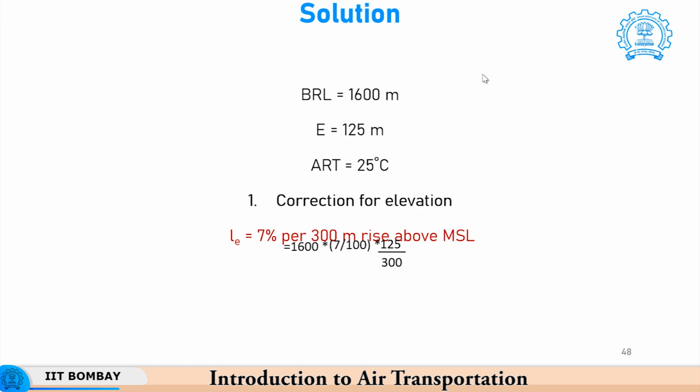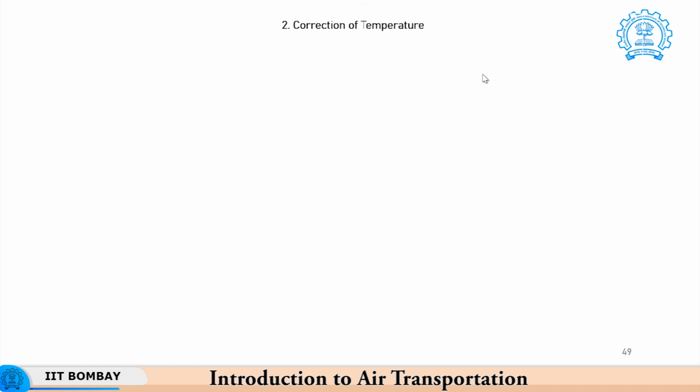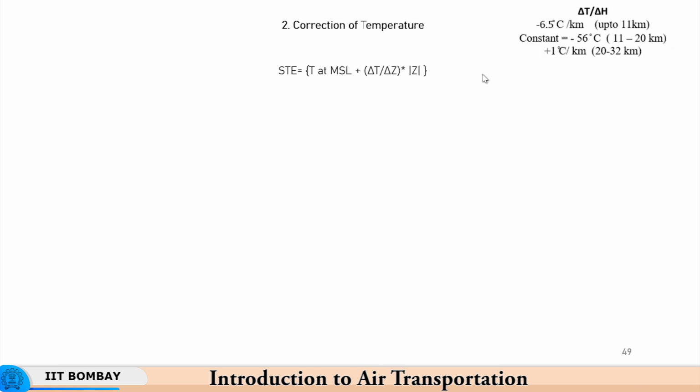Therefore, how much it will be at 135 can be calculated like this. You get 46.67, that means the runway length will be 1600 plus 46.67. This is now only for the first correction, we are not done yet. Now, this 1646.67 becomes available to you as information. Now, you apply the corrections for temperature.